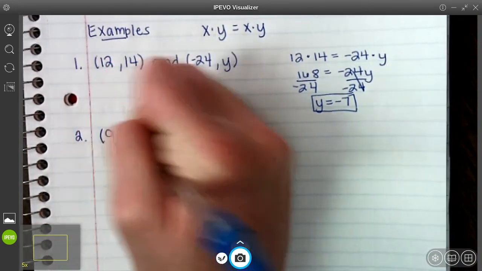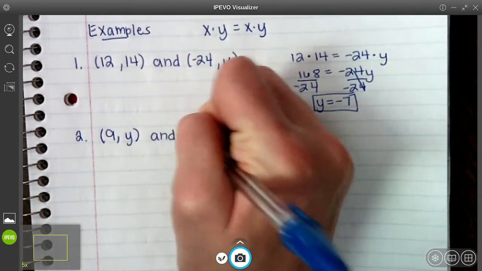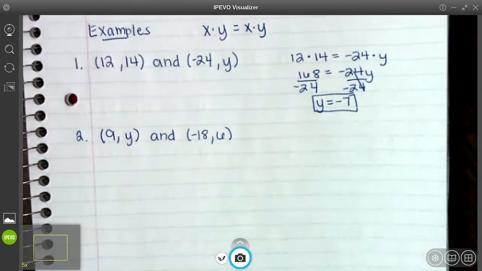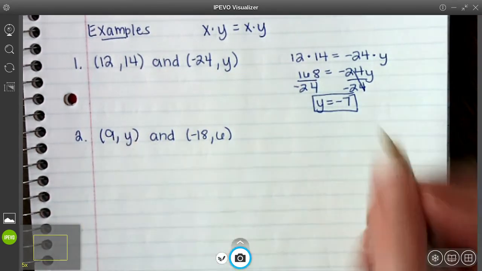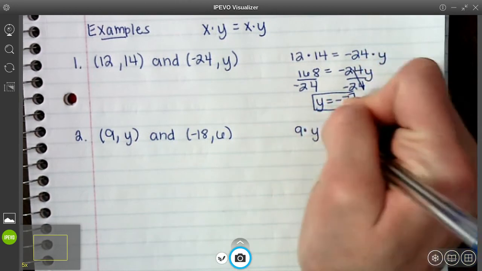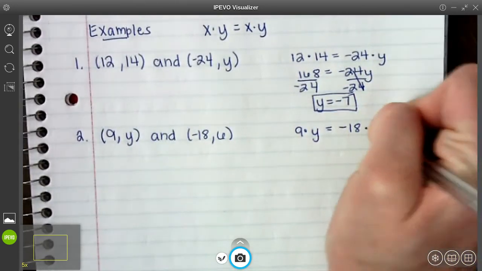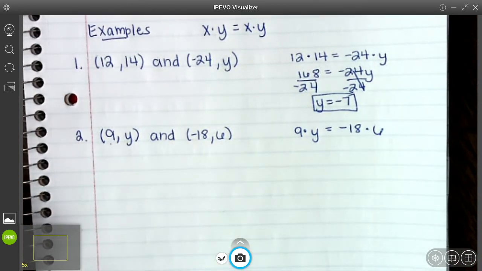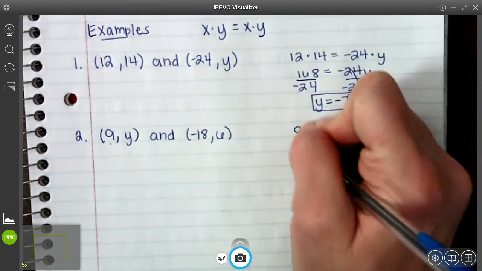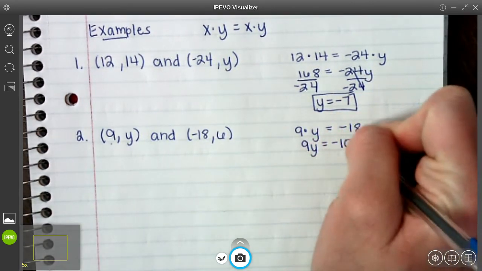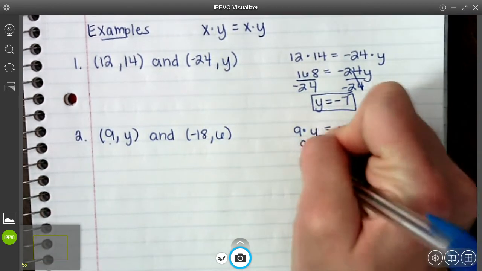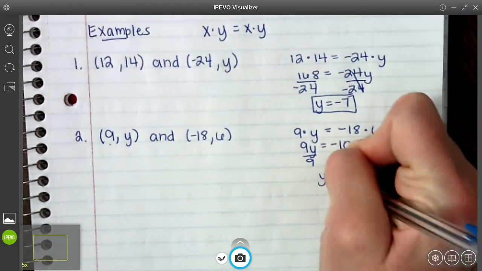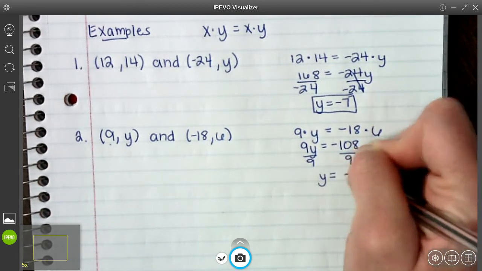So number 2, we have 9, y and negative 18, 6. So if we know that they vary inversely, then we're going to say 9 times y equals negative 18 times 6. So I'm just getting those from the points there. So the first thing we solve is negative 18 times 6. So 9y equals negative 108. Divide by 9. And y would equal negative 12.